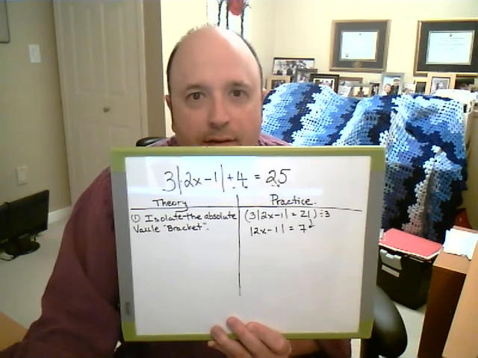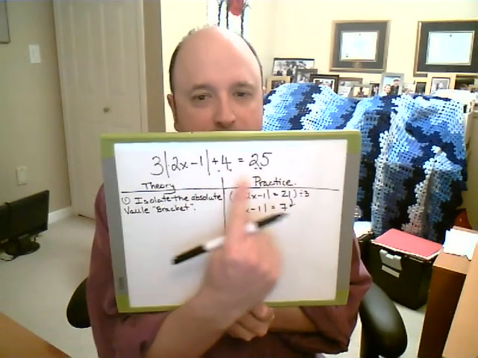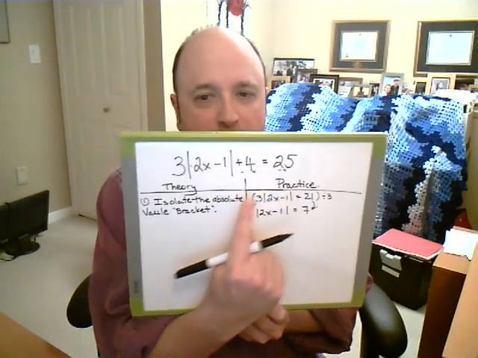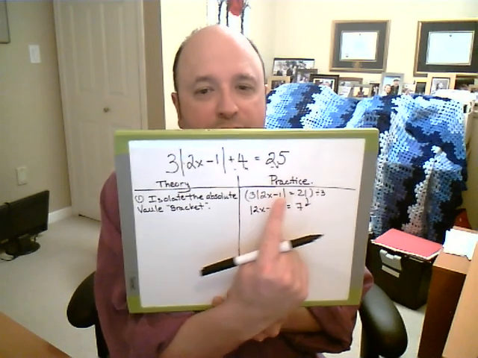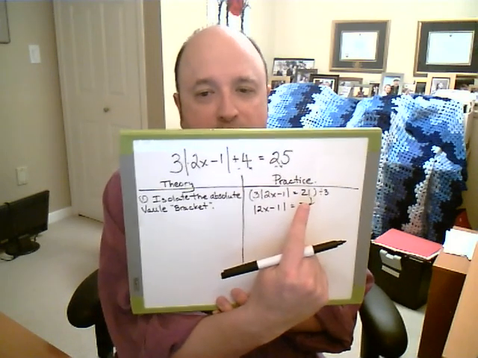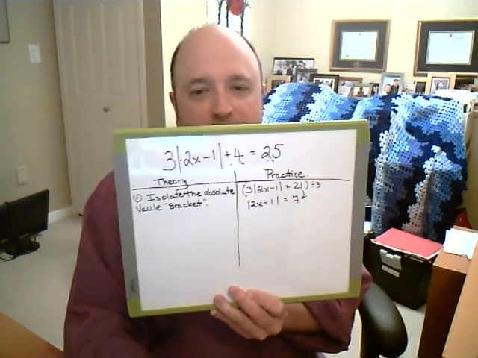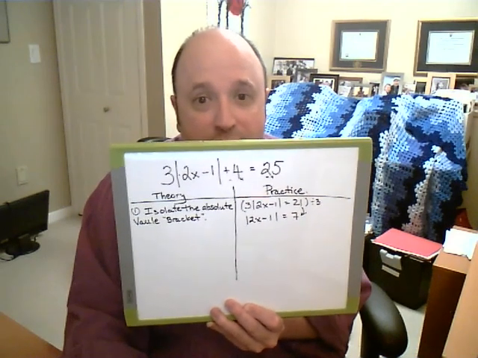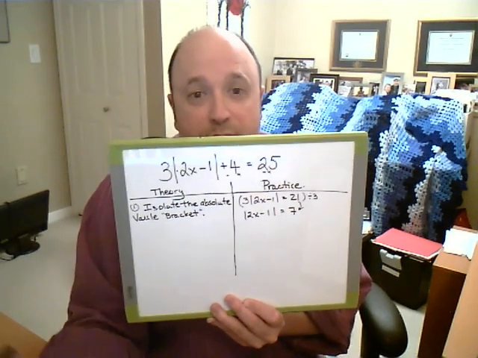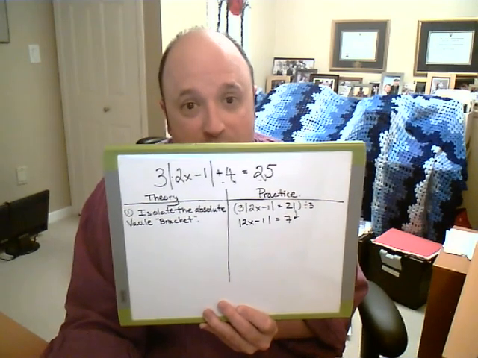I had to subtract 4 from both sides, so that gave me 21 there. And then I have to divide off the 3 from both sides. So 21 divided by 3 is, of course, 7. So I have an isolated absolute value bracket. Now I have to deal with the stuff on the inside. So your first job is get to the bracket, and your second job is deal with the inside.